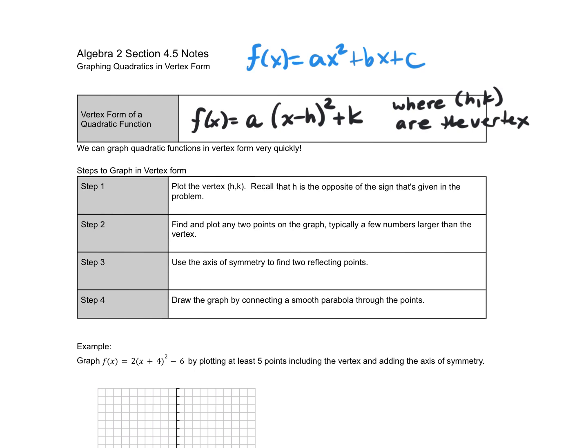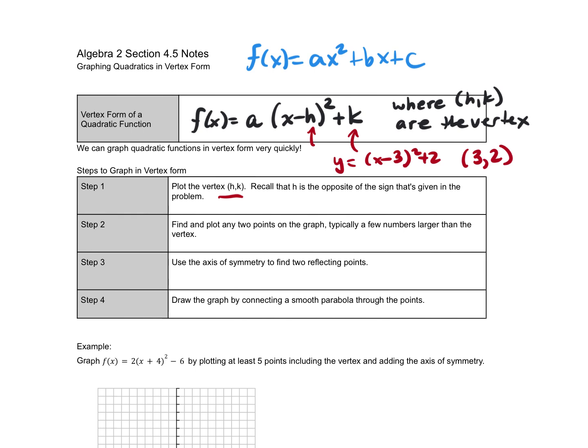So it's always going to be h, which comes after the negative sign, so it's always going to be the opposite of the number you see there, and then k, which is the number on the outside. So very simple to graph when you have something in vertex form, because it's really quick to find the vertex. Just remember that h is the opposite of the sign that's given in the problem. So just a quick example. If I have (x minus 3) squared plus 2, my vertex is (3, 2), because the opposite of negative 3 is 3, and then the 2 is just on the outside.